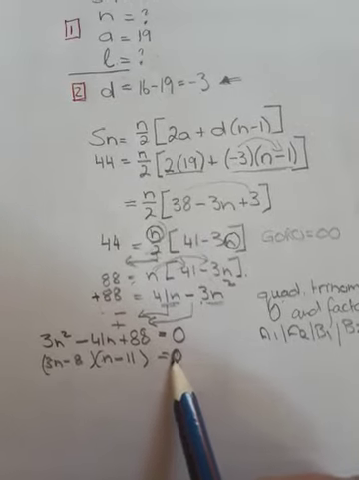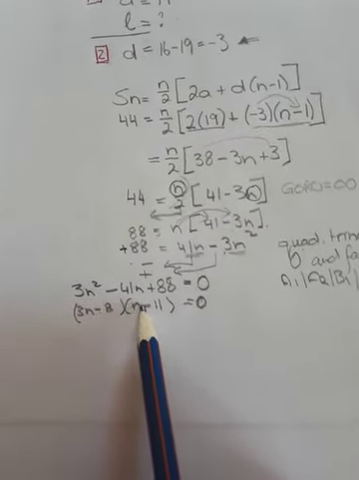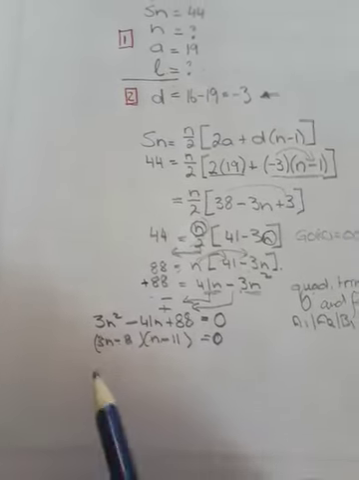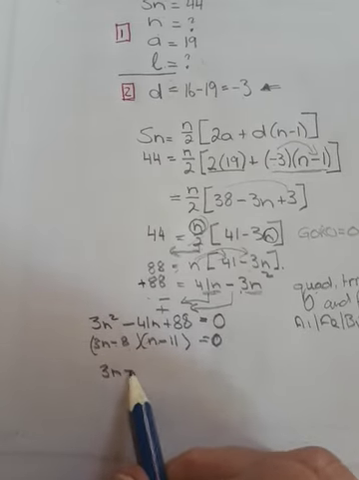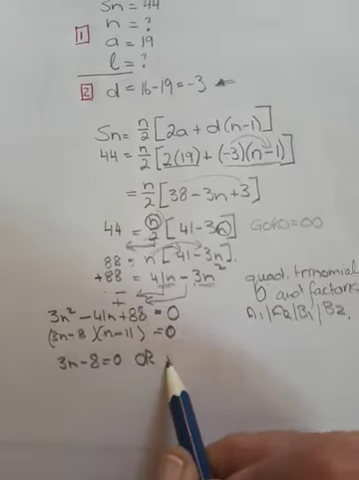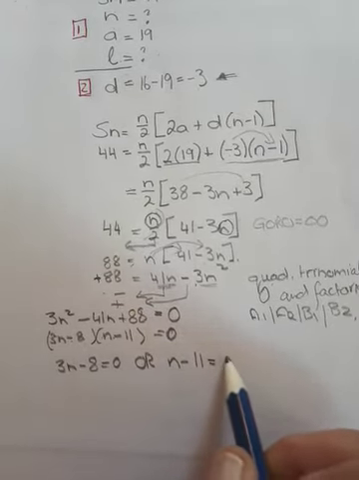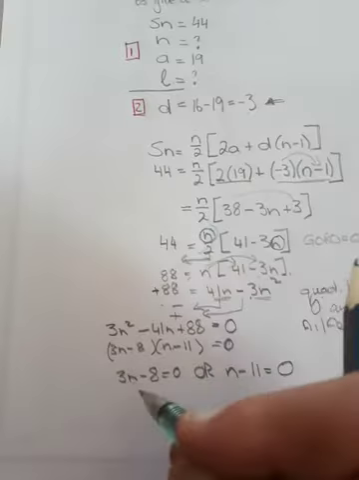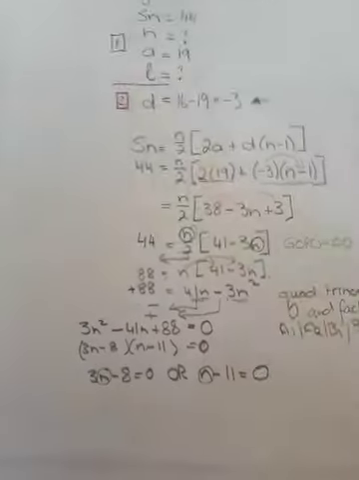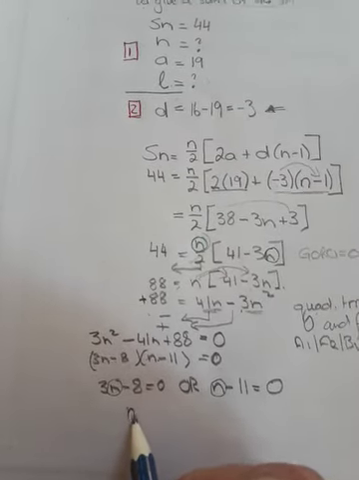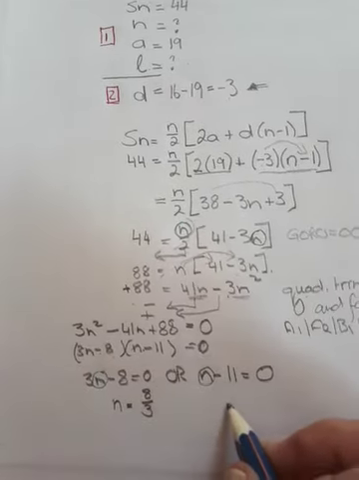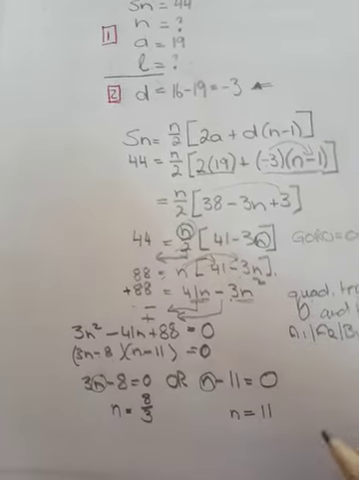Okay, this equals 0. So when I have two numbers that I multiply and they must give me 0, then either one of them must be 0. So therefore, the next step, 3n minus 8 equals 0, or importantly, n minus 11 equals 0. So now once again, people, we want to find a number value for n. We want to solve these equations, and if you work that out, it will give you n equals 8 over 3 or n equals 11.